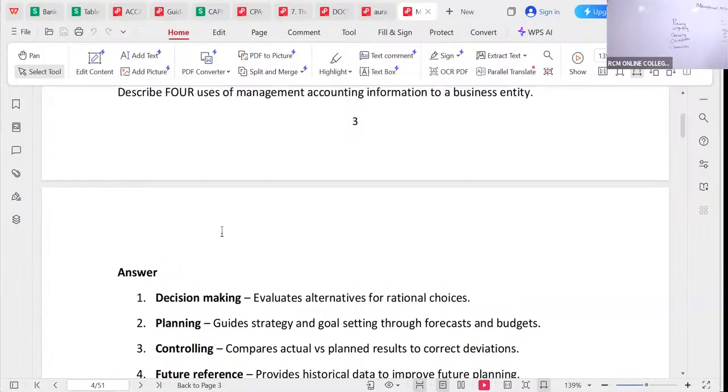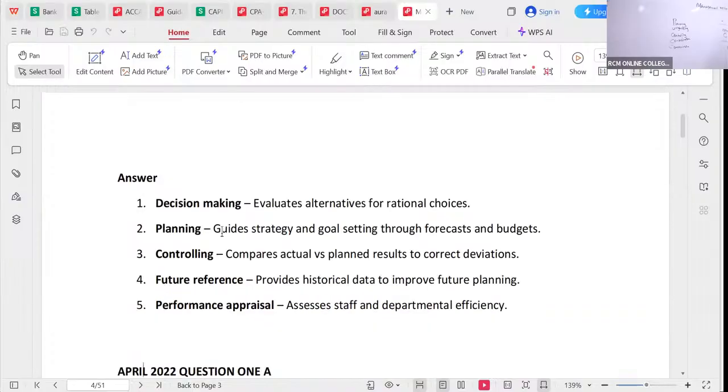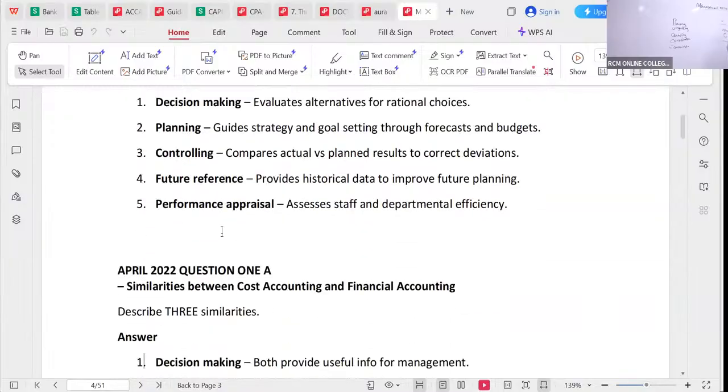So you can see the uses there: decision-making evaluates alternatives for rational choices, planning guides strategy and goal setting, controlling, future reference, performance appraisal. Never forget to mention decision-making, then performance appraisal. Those are very, very important. I think I've tackled enough questions and I can go to the next topic.